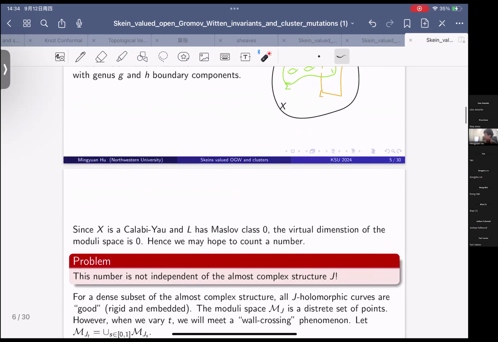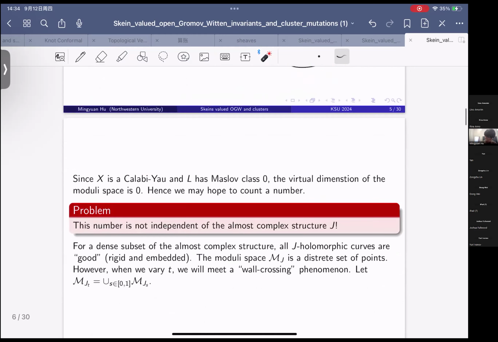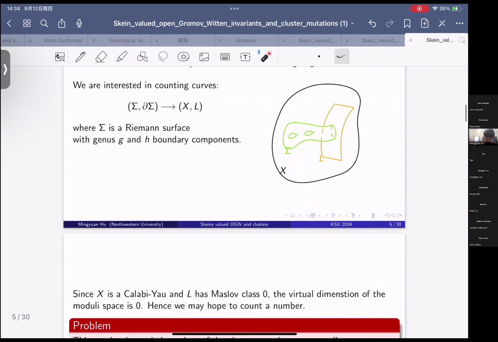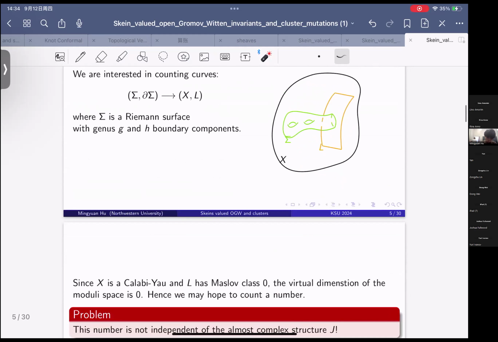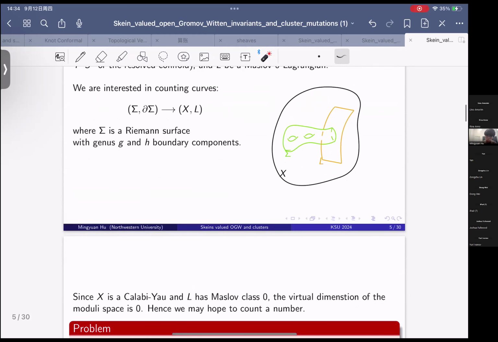Since X is Calabi-Yau and L has this property called Maslov 0, if we consider the moduli space, the virtual dimension of this moduli space is 0. So ideally, we hope to get a number, right? At least if we fix the number of boundary components and the genus, G and H. So we want to count the number.